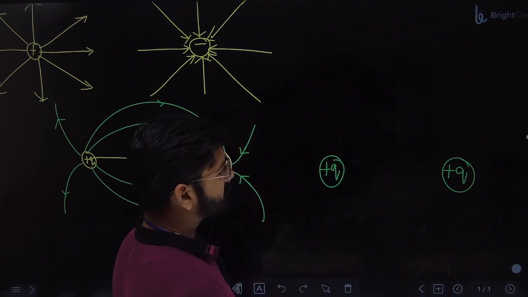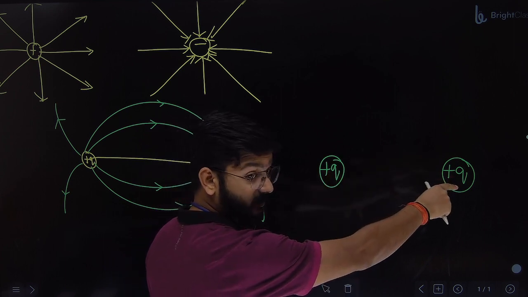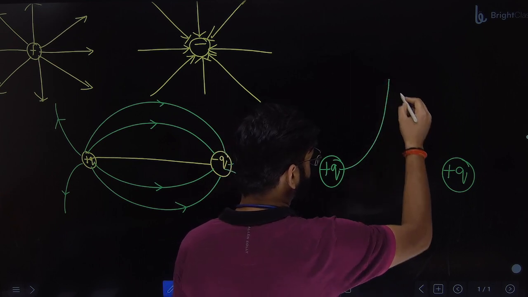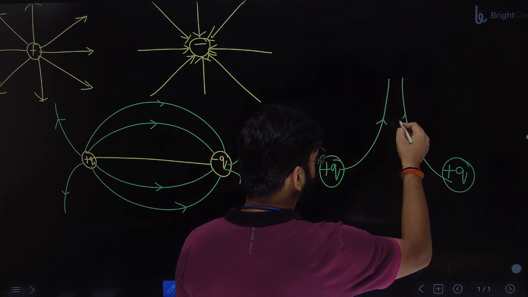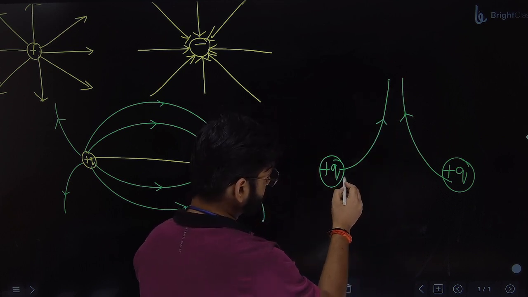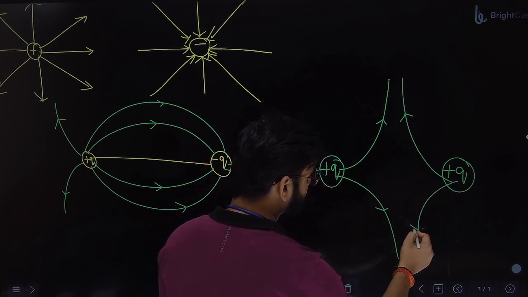But what I'm asking is, if it is plus q and plus q or minus q, what will be the shape of the field lines? It will start from here, but will it move towards the other? No, because both of them will repel. So field lines will be like this. They will approach each other, but they will repel.